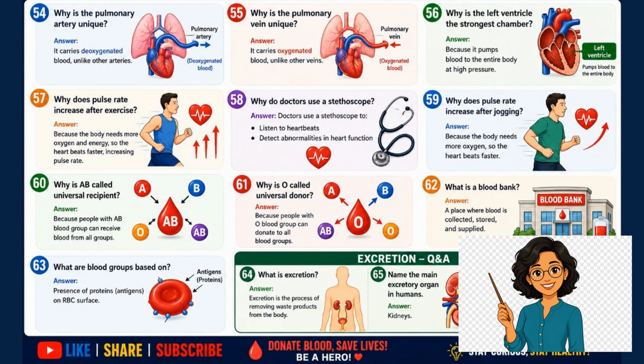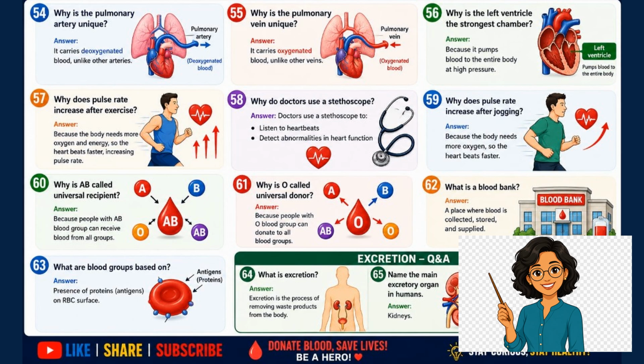Question 63. What are blood groups based on? The answer is, the presence of proteins called antigens on the RBC surface. Question 64. What is excretion? The answer is, the process of removing waste products from the body. Question 65. Name the main excretory organ in humans. The answer is, kidneys. Question 66.